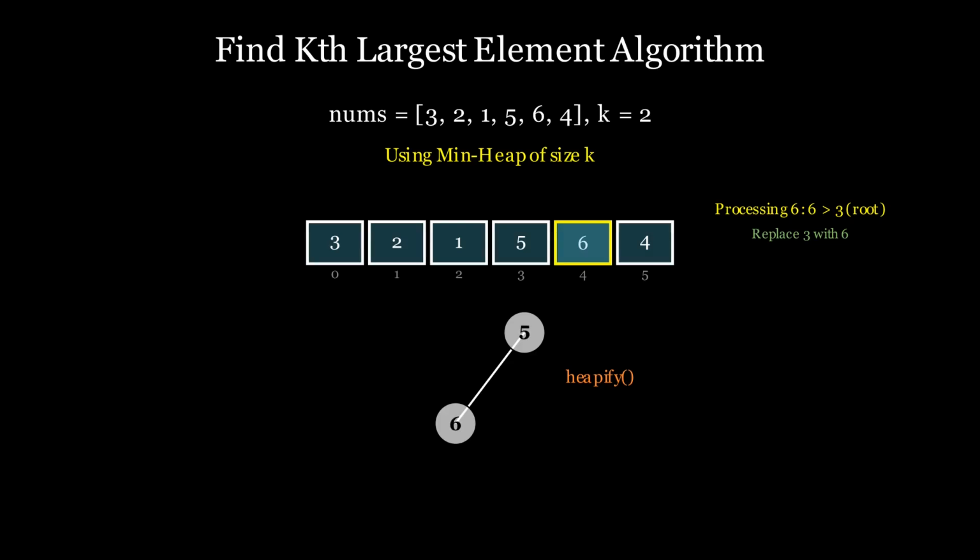We go through the rest of the array, in this case 4, and since 4 is less than 5, we're going to skip 4. And then we're done. And we can see that the min heap right now represents the two greatest numbers in this array, with the top of the min heap representing the kth greatest number, for k equal to 2, in this array.